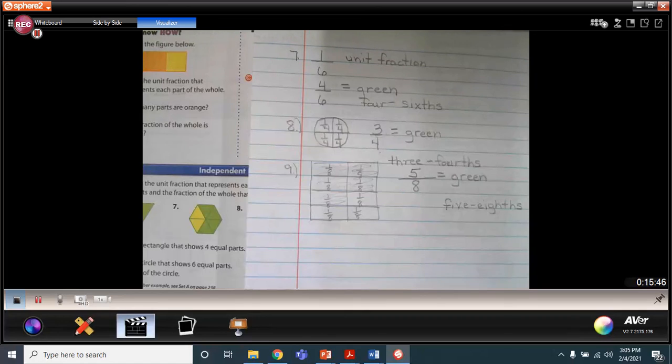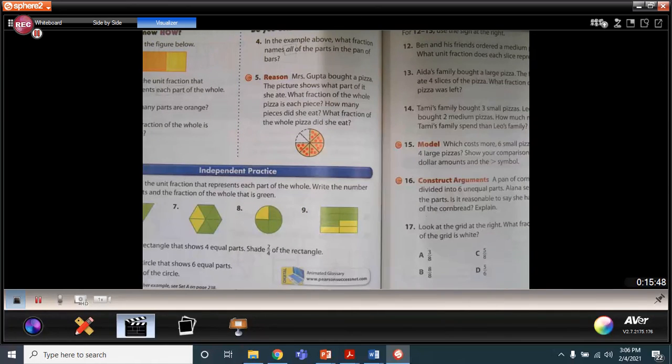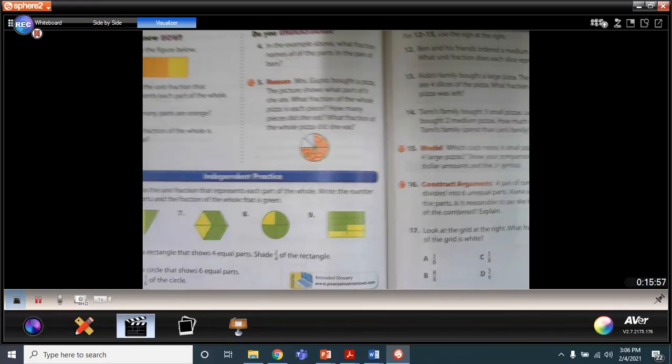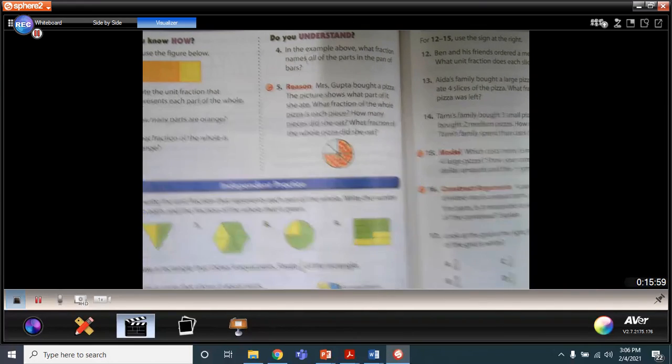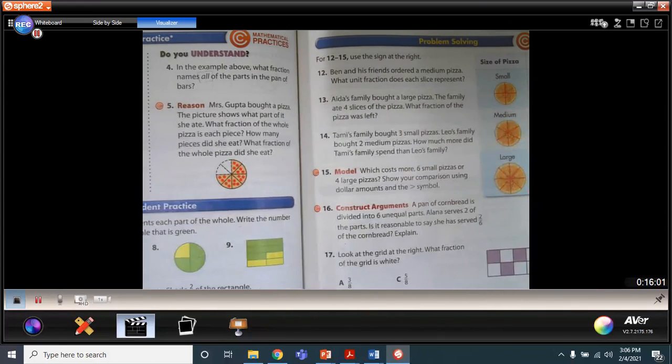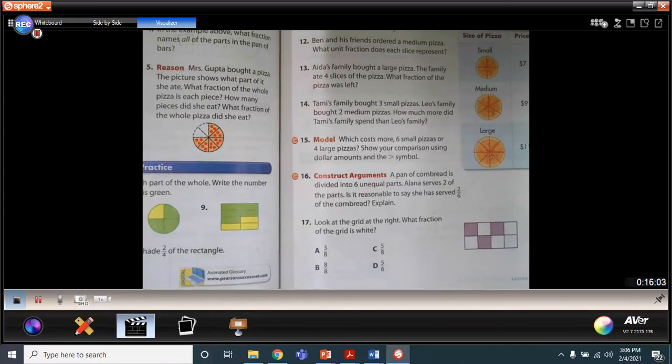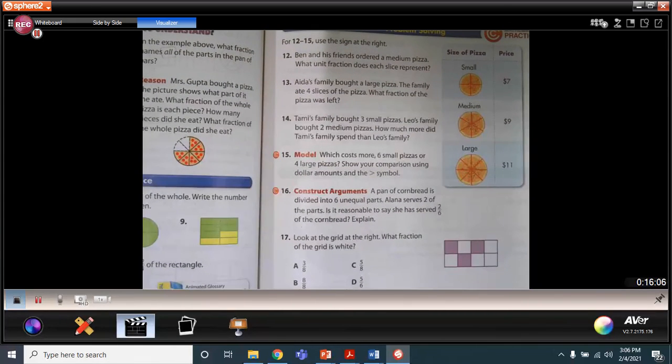Okay, number 10 through 17 is your assignment to finish up. We will be going back and checking that tomorrow, and make sure that you guys have your name, date, and page number, and make sure to answer each question carefully with what it's asking you.